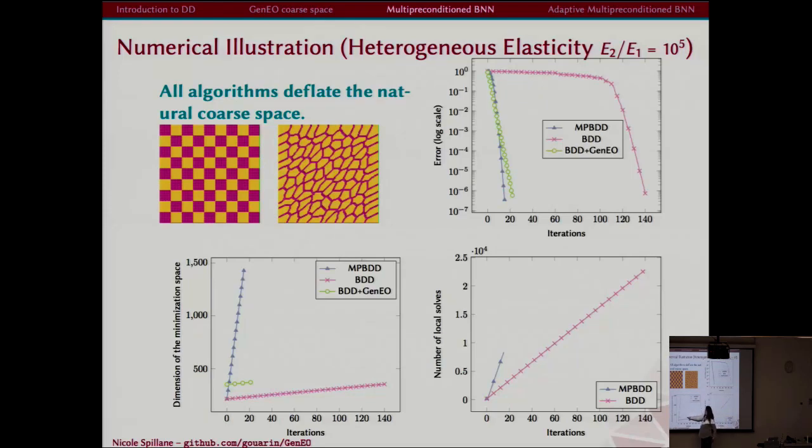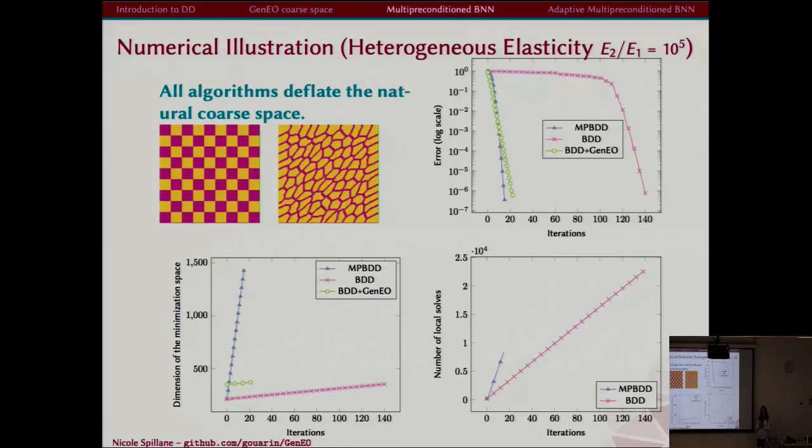With GenEO, I start with the size of the GenEO coarse space and add one vector per iteration. And with the multi-preconditioned, I start at the same place as with BDD, but then I add 81 vectors per iteration. So I am building a minimization space that is really quite large. However, it is not completely crazy to do this because the directions in our minimization space are local.